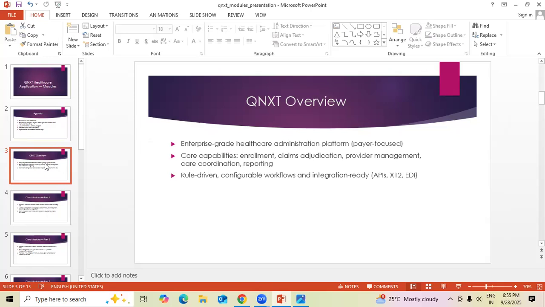So finally, claim settlement will be done, right? The status can be denial, it can be payment, anything, right? So this is all about claim adjudication. This is also one of the core capabilities apart from benefit enrollment.